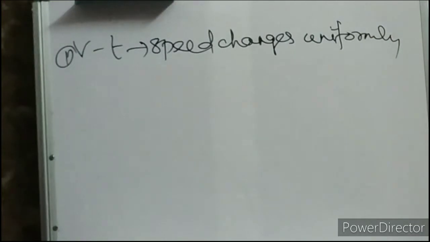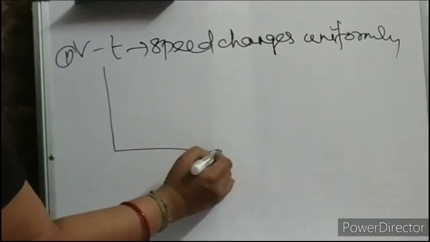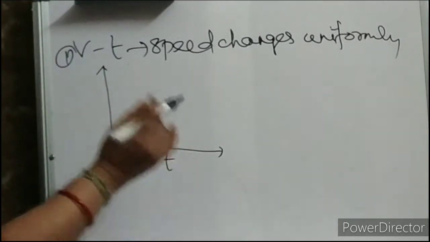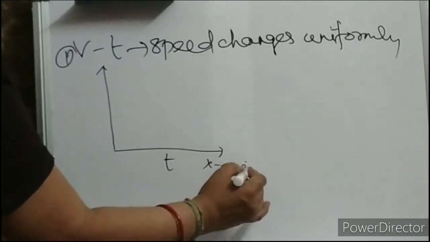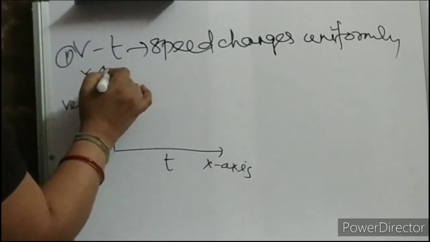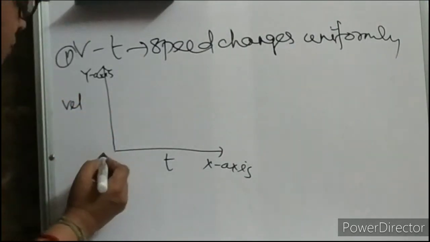What will happen? How will the graph be? I think you can get it. Since you have already seen in the case of distance time, it is almost similar. Here we'll take the graph like this. Time axis will be x-axis. Already I have explained why I am taking time on the x-axis. And the velocity or speed will be on y-axis. Okay children? We'll start from rest. That means 0.